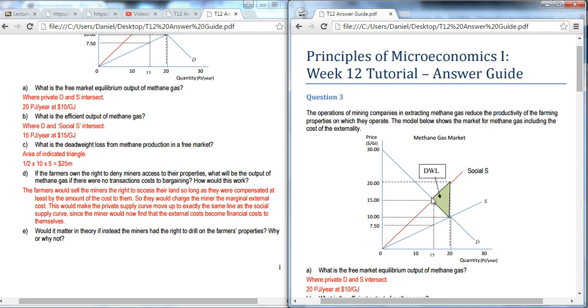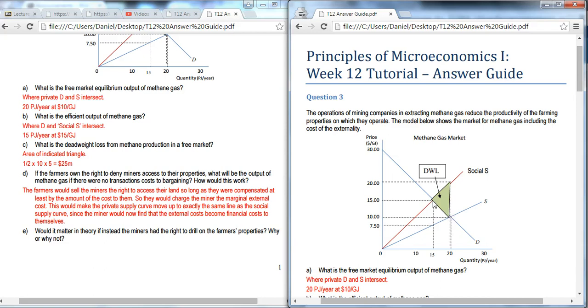So the miner isn't going to pay for any more. The miner isn't going to pay to produce any more, because if, for example, they wanted to produce 20 petajoules per year, what's the cost to the miner going to be? It's going to be their own cost plus the cost to the farmers. What price can they get? Only this price down here from the demand curve. Well, that's not worth their time, right? They're actually going to lose money if they do that.